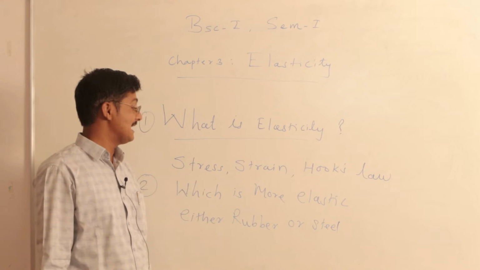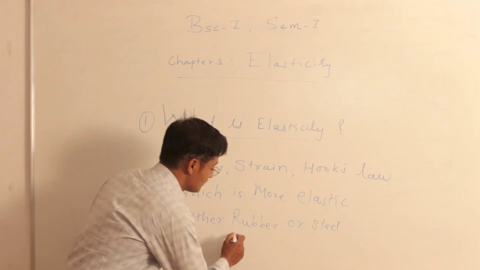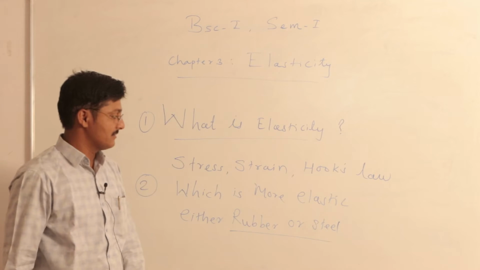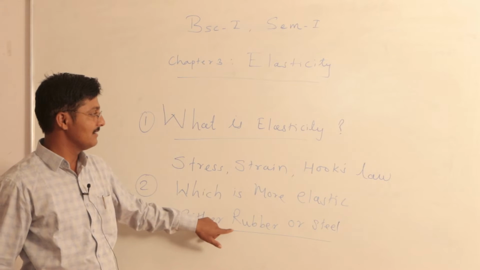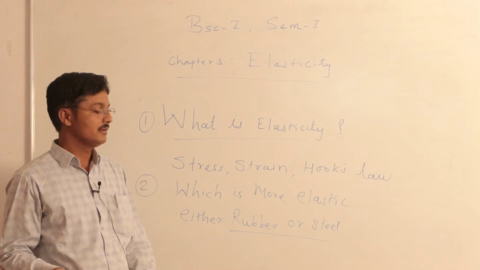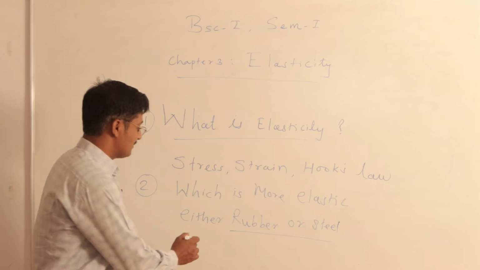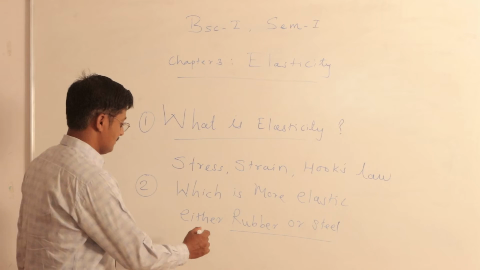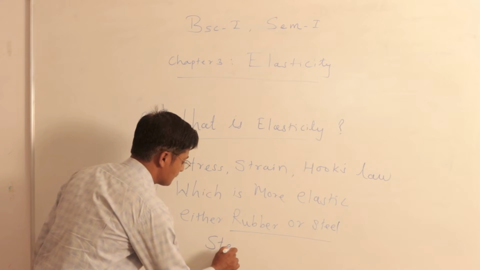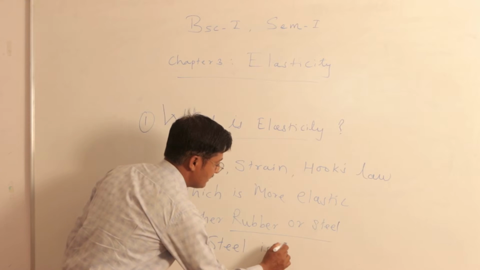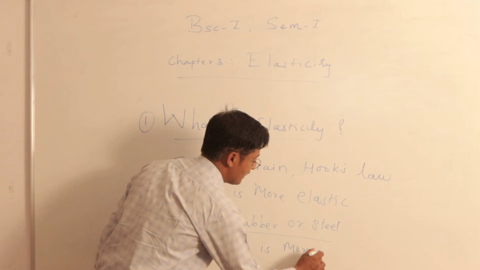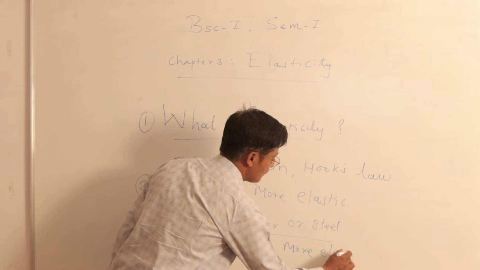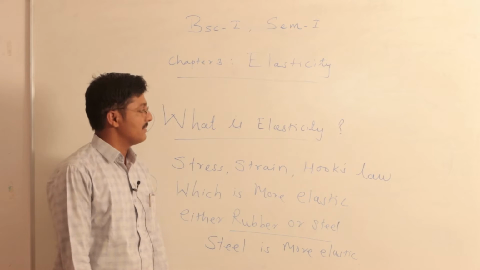Students make the mistake of thinking that rubber can be stretched more than steel. But this is completely the opposite. Here steel is more elastic. Steel is more elastic than rubber. So we'll see one by one.